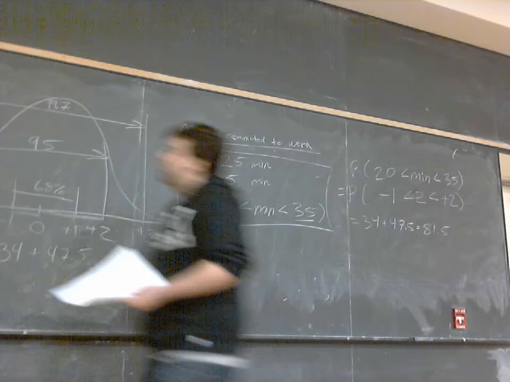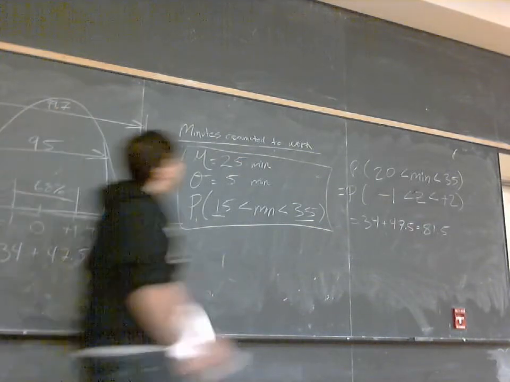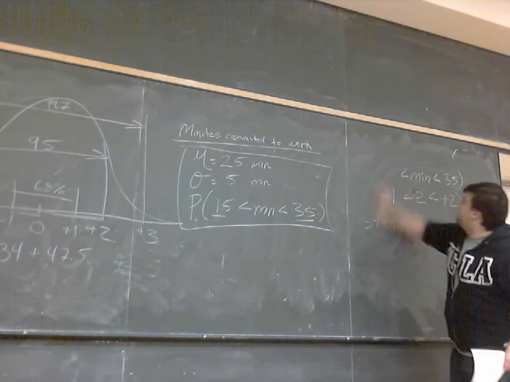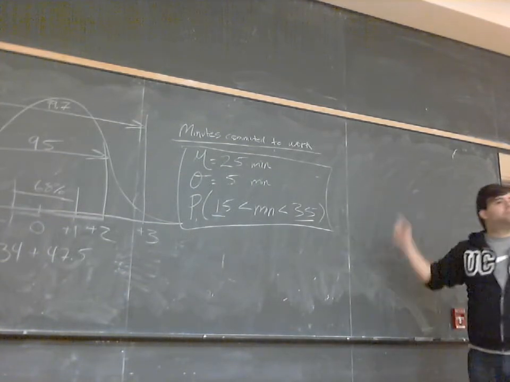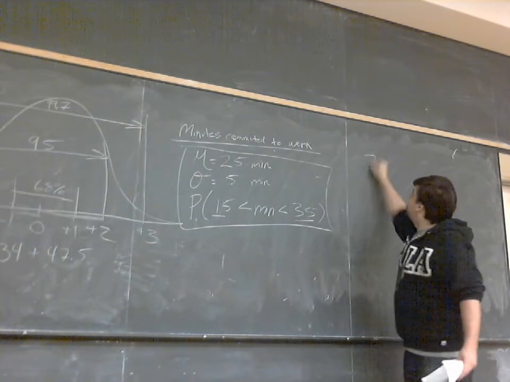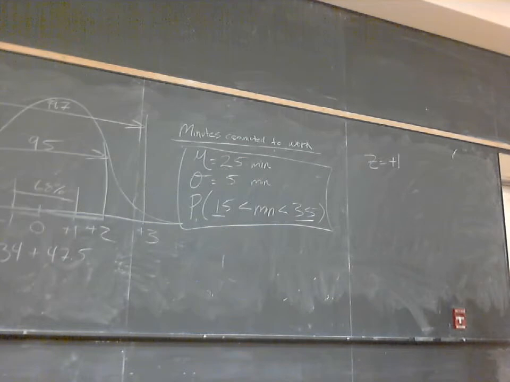What if I just gave you a z-score and asked you to find the minutes? So here I gave you minutes, then you found z-scores and went to probability. What if I said z equals +1 for some commuter? How many minutes is his commute?